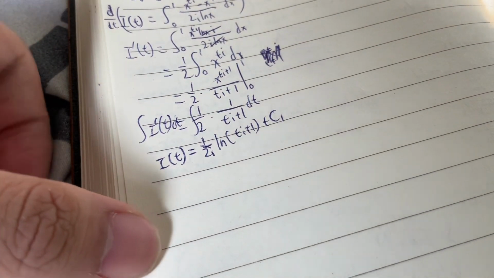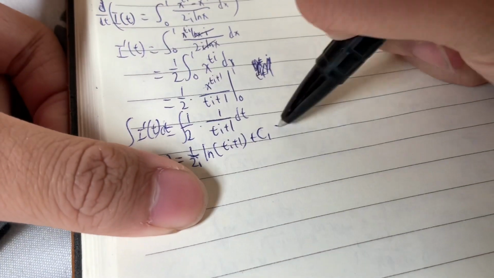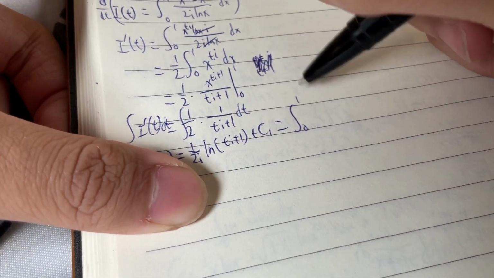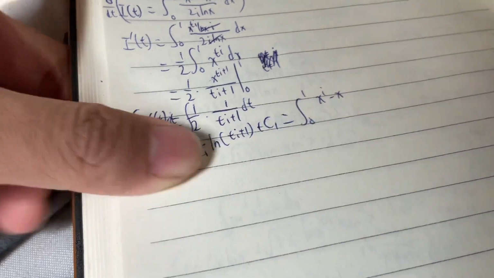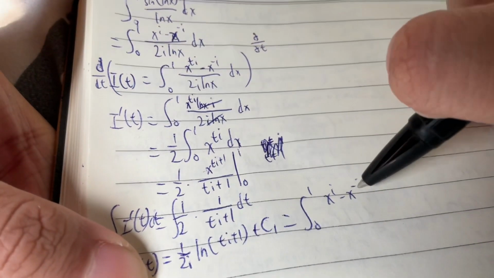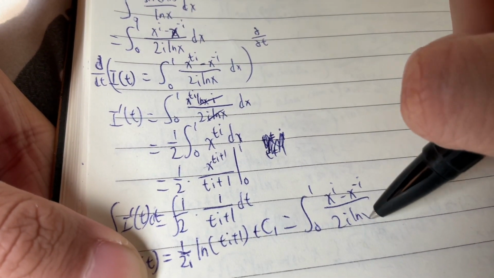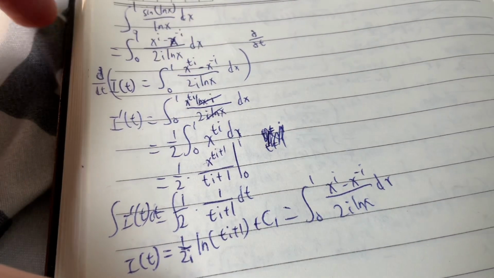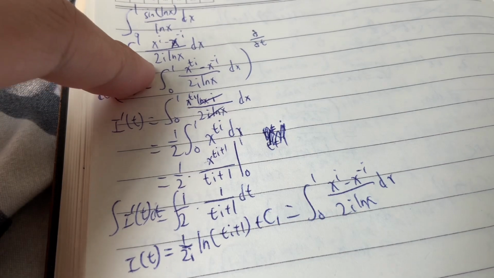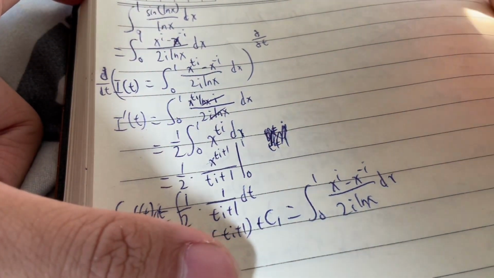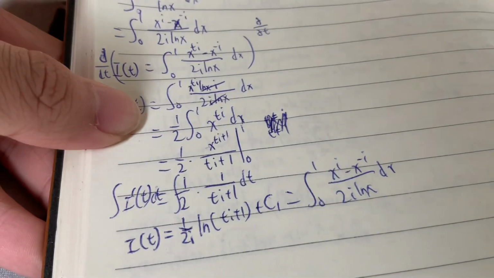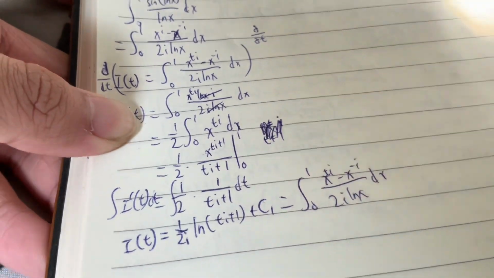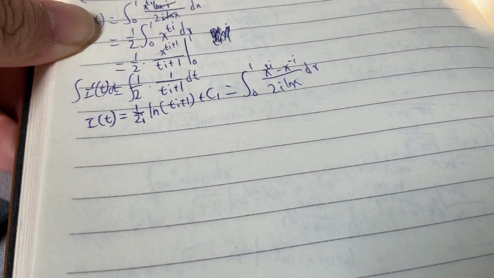What should we do next? And then our original, let me write here, the original is the integral from 0 to 1 of x to the power of i minus x to the power of negative i over 2i dx. This is just the same as that. This one is the same as that. But I of t, so we should put t here. Here we can put a number.